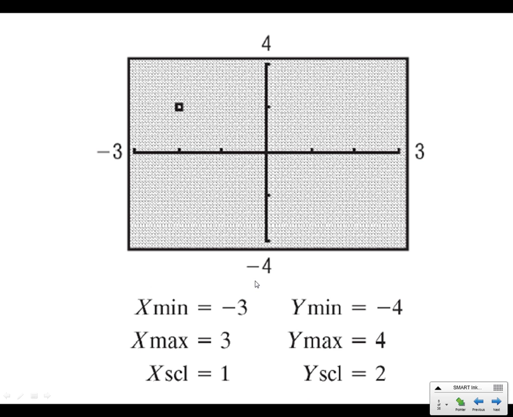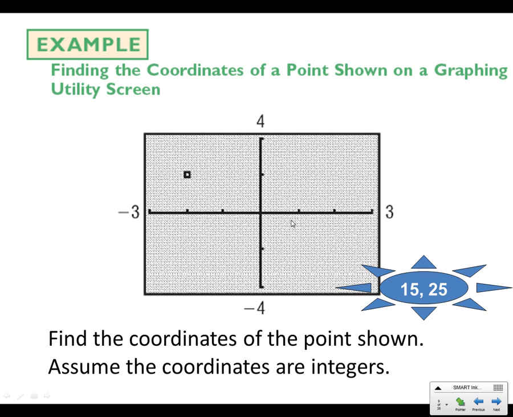Alright, another example here. Sorry, nope, same example. We're just plotting the point. What point is this? -2, +1. What quadrant are we in? We're in quadrant 2. Remember 1, 2, 3, 4. Alright, so let's find the coordinates of a point shown on a graphing utility screen. Again, this is going to be -2, +1, and assume the coordinates are integers here. So we look at it, maybe it's 2.1, maybe it's 1.9. We're going to assume it's the nice round integer of 2 and 1. Alright, with that information, go ahead and try 15 and 25.